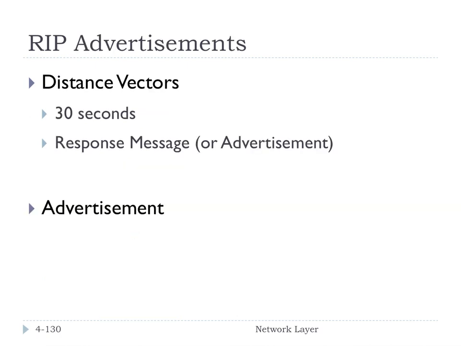The way RIP works is it sends out advertisements, and these advertisements are the distance vectors. Remember how we said that you exchange distance vectors among your neighbors. RIP sends out distance vectors every 30 seconds, and sends out a response. This advertisement can list up to 25 destination subnets within the autonomous system. So that means this distance vector could be up to 25 things long.